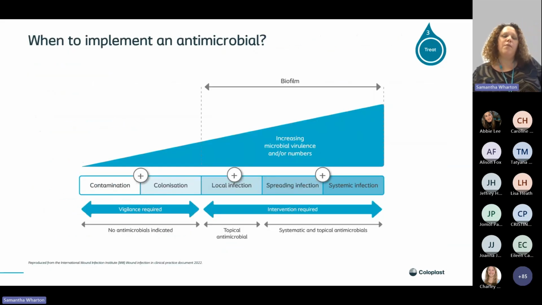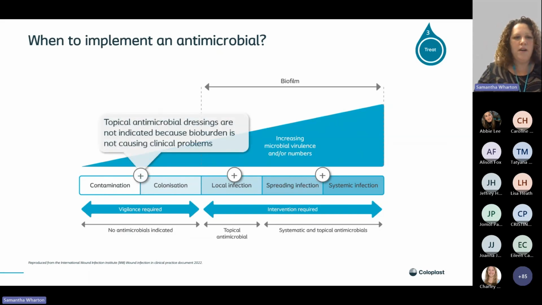So when would you implement an antimicrobial? When it's contaminated and colonized, you don't need topical antimicrobials at that time, because there's no bioburden. The wounds are continuing to heal. The person's own immunity is managing the microorganisms. They're not proliferating. They're not causing any response. So you just need to monitor the wound at that point, and there's no antimicrobials indicated.